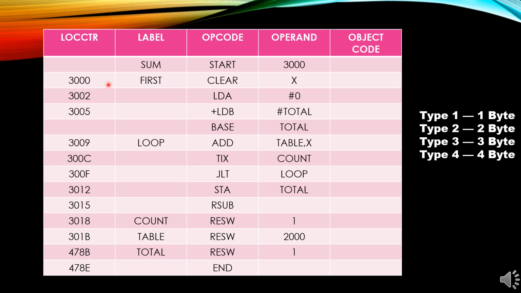And then CLEAR instruction is type 2, which takes 2 bytes, so we add 2 bytes to 3000, that is 3002. And LDA is type 3, so we add 3 to 3002, and hence we get 3005. And plus LDB is type 4, so we add 4 to 3005, hence we get 3009. And after that all these instructions are type 3, so it keeps incrementing by 3 as you go to the next step, which is how we've got the location counter table filled.